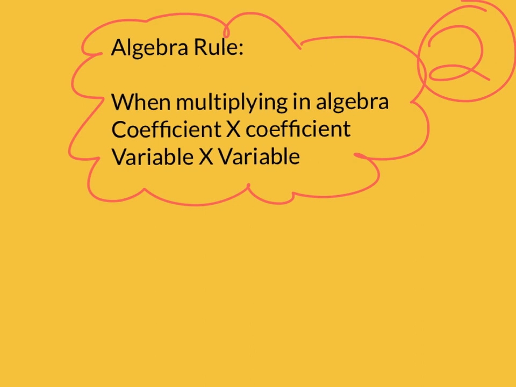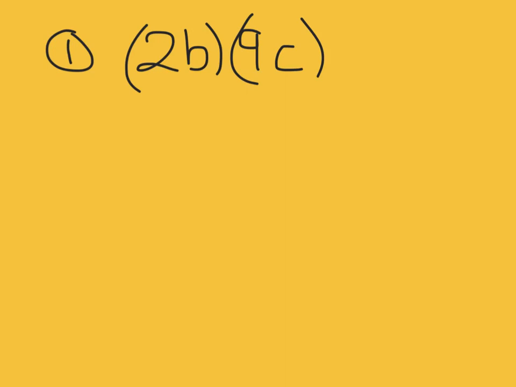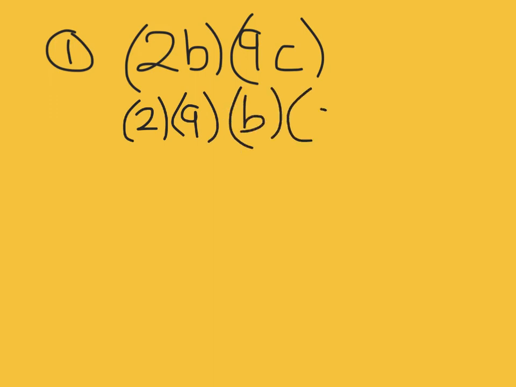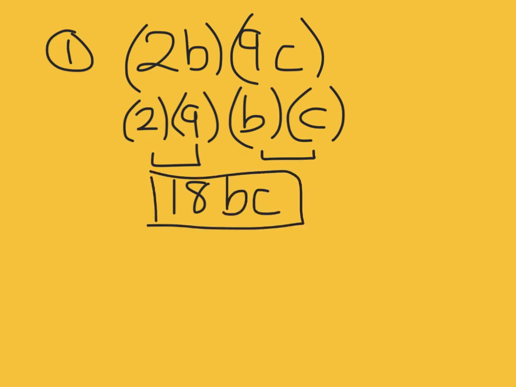So this is our rule number 2. When multiplying in algebra, we multiply the coefficient by the coefficient and the variable by the variable. Let's take a couple of examples. Okay, here's one example. 2b multiplied by 9c. So we know that we're going to multiply the 2 by the 9 as per our rule, and the b by the c. 2 by 9 gives me 18, and b by c just gives me bc. And that's my answer, 18bc.